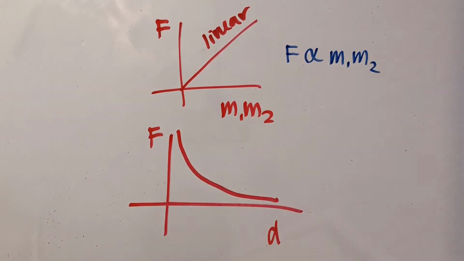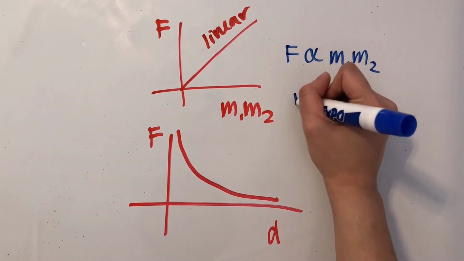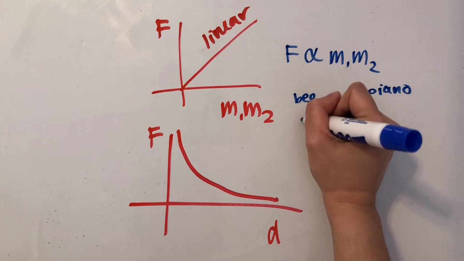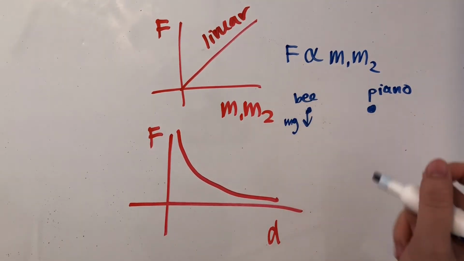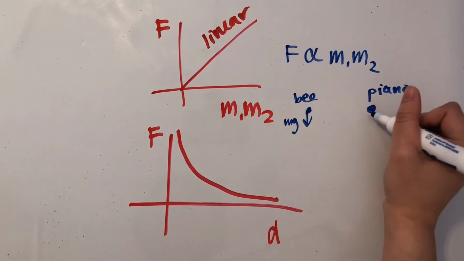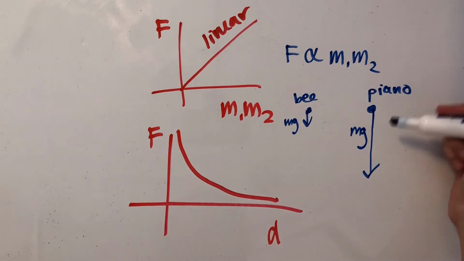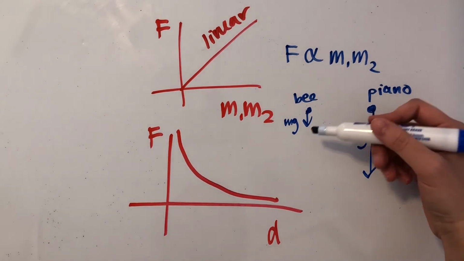And that makes sense because if we draw free body diagrams for, let's say, a bee and a piano, then we'd know that this vector, mg, which is mass times the acceleration caused due to gravity, for the bee would be much smaller than the vector for the piano, because the Earth has to pull much harder on the piano since its mass is greater than the bee.